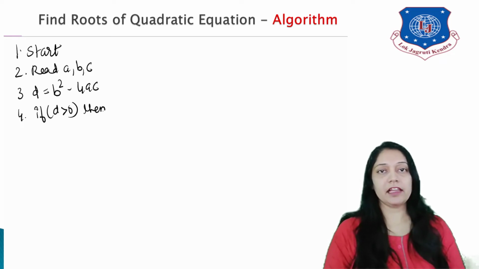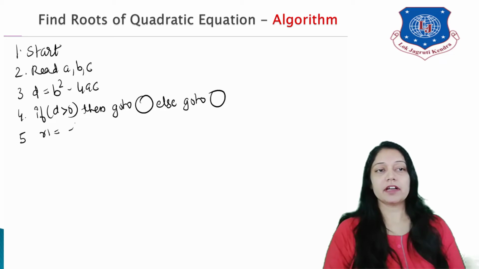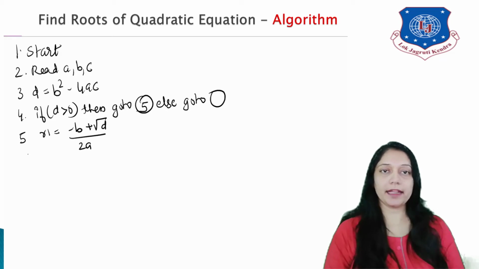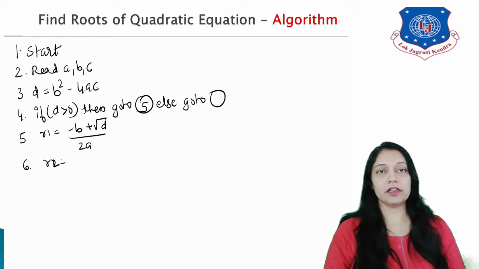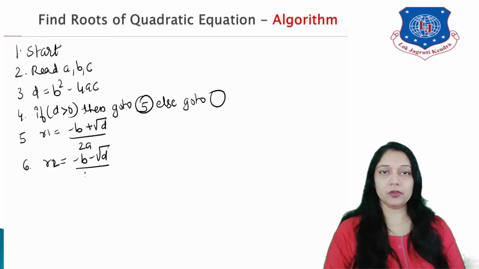Next is, if the value of d is greater than 0, if the condition is true, then we'll go to some point, the true point, and if the condition is false, then we'll go to another point. So what is our next point? 5. That is, if our condition is true, then we'll calculate the roots. How to calculate the roots: r1 is equal to minus b plus root of d by 2a and r2 is equal to minus b minus root of d by 2a.